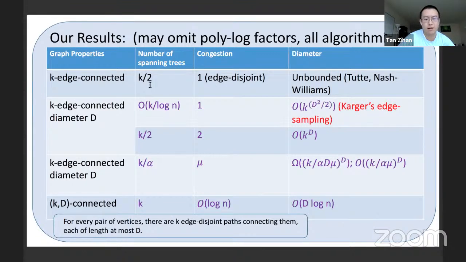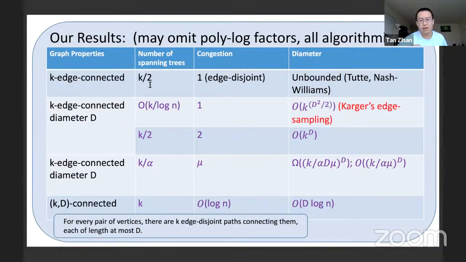The first result is that we prove that for every K edge connected graph with diameter D, there exists a K/n spanning tree packing that is disjoint, and each has diameter at most K⁴. The second is we can find a packing of K/2 spanning trees that causes congestion 2 with diameter at most K⁴ each. So we may wonder, there is an exponential improvement in the diameter between the congestion 1 and congestion 2 cases. So what if we allow some more congestion, like a larger constant?